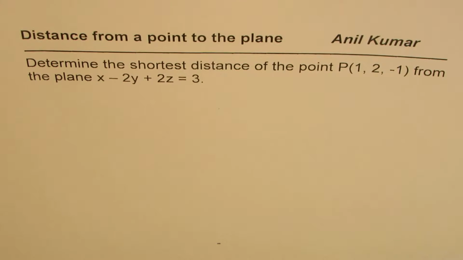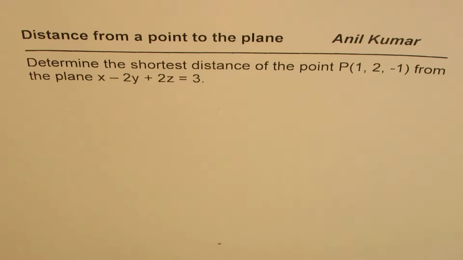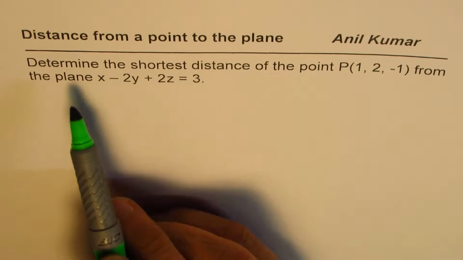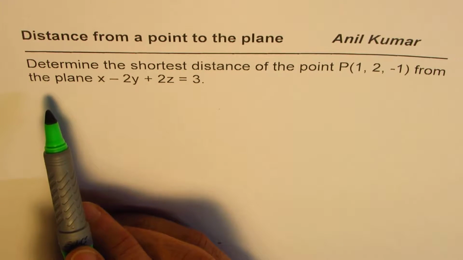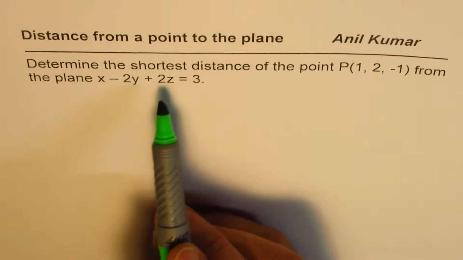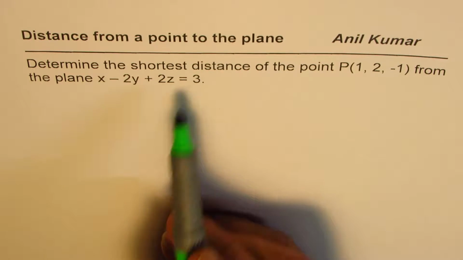I'm Anil Kumar, and in this video we will learn two different methods to find the distance from a point to the plane. The question here is: determine the shortest distance of the point P from the plane x minus 2y plus 2z equals 3.